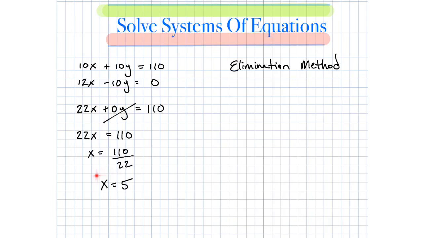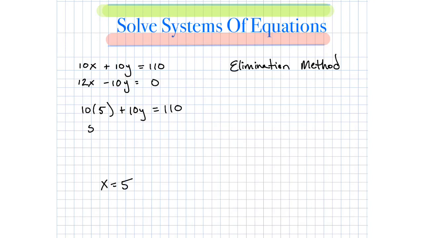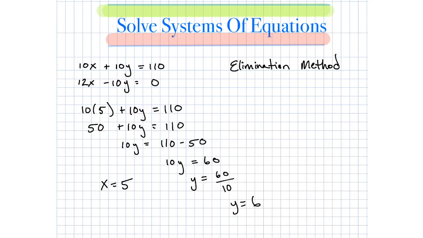Once we've figured out one of these variables, in this case the variable x, we can plug it back in either here or here and then solve for y. Let's plug it into the top equation. So we have 10 times 5 plus 10y equals 110. 50 plus 10y equals 110. 10y equals 110 minus 50. So 10y equals 60, y equals 60 over 10, y equals 6. So here we have our variable y solved, and our variable x equal to 5.